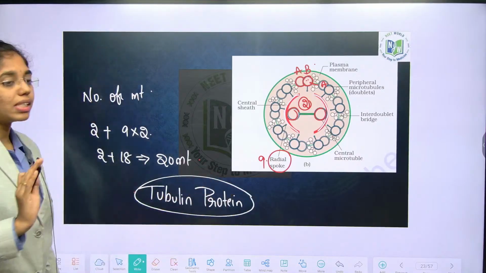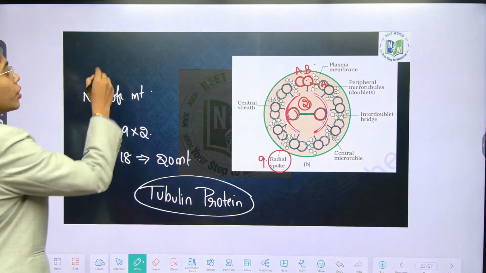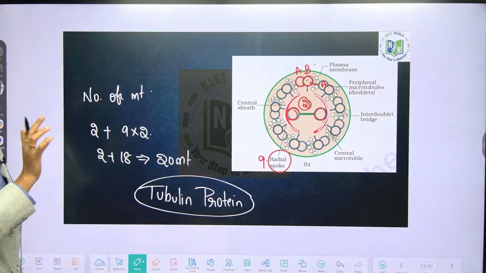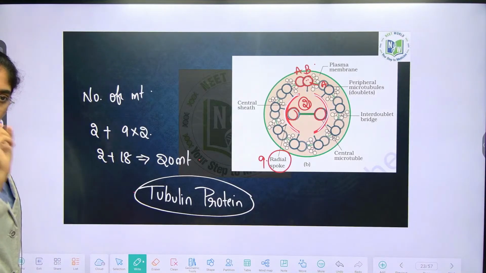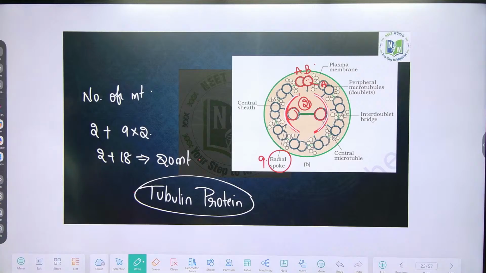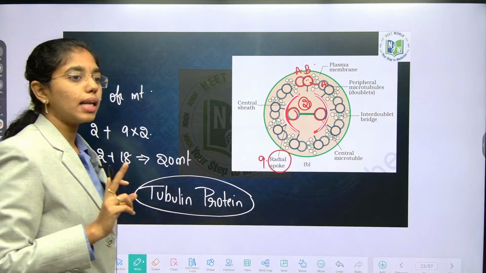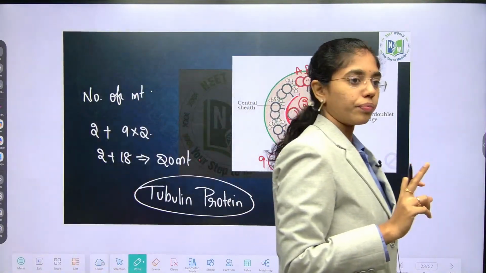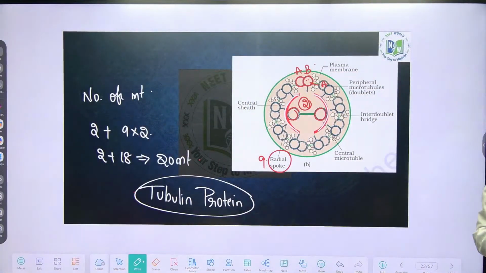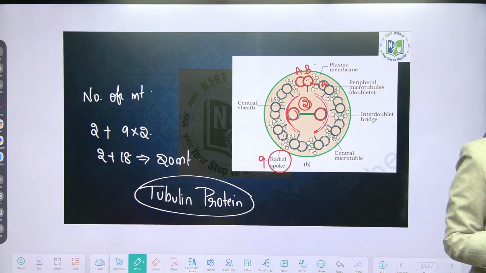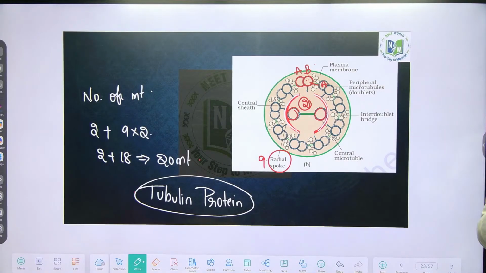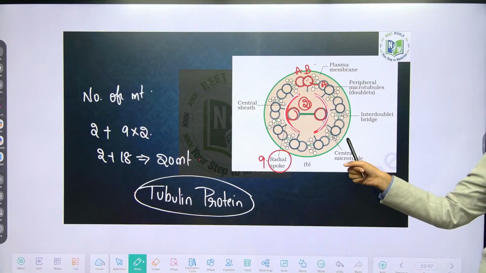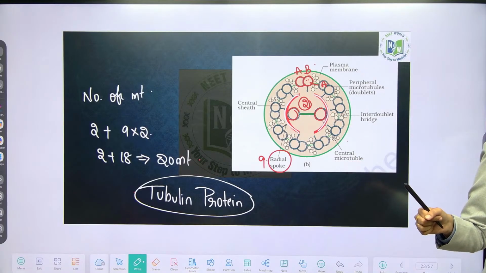This is about cilia and flagella, which are eukaryotic. Cilia is the motile structure of only eukaryotic cells, not prokaryotic cells. Remember that. The only motile structure of a prokaryotic cell is flagella. In eukaryotic cells you will have cilia and flagella, with what microtubular arrangement? 9 plus 2.